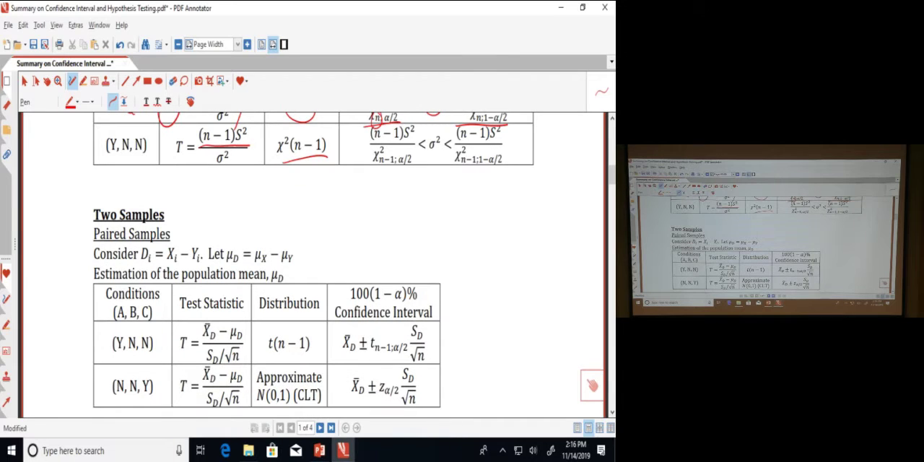So you can see that I don't assume that I know sigma. Okay, I drop the case that you know this one. All right. So usually we don't know that. That's why I don't include that scenario in the table.